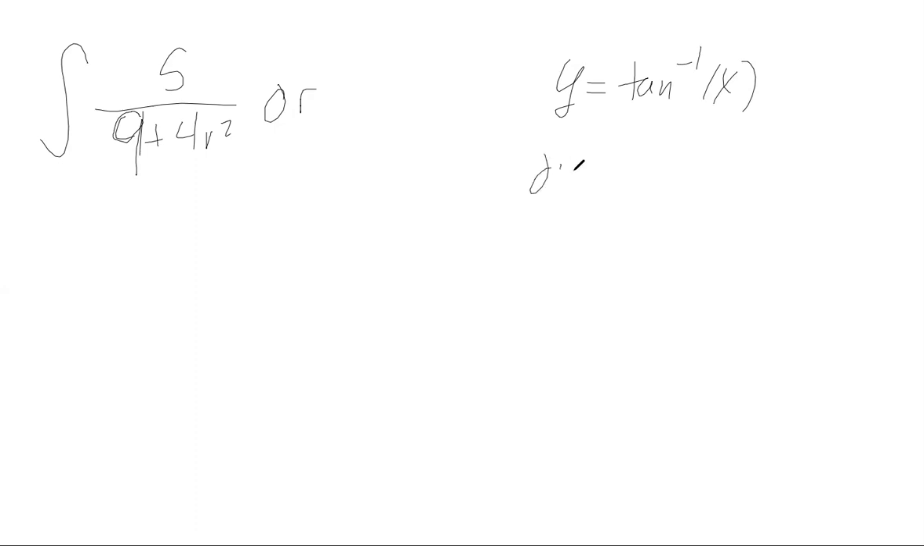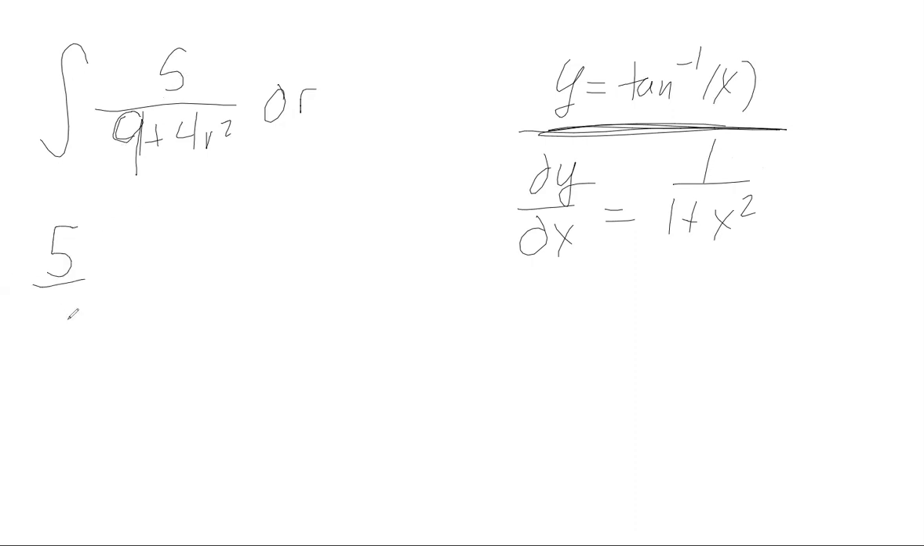Now, dy dx, the derivative of this, is going to be 1 over 1 plus x squared. It's the derivative of the tangent inverse. If something's in here, we'd have to use u sub, or the chain rule on that. Anytime I see a number over a number plus a variable squared, it's always going to be a tangent inverse. It just is. So I'm going to factor some stuff out. In fact, I'm going to factor a 5 out. I'm going to factor a 9 out.